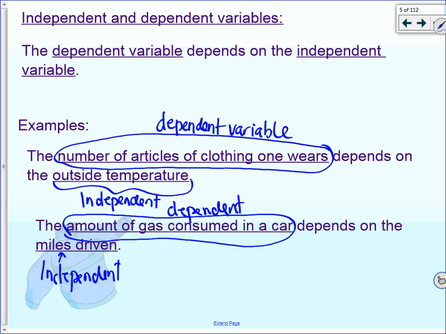Another way I like to think of it is, the amount of gas consumed depends on how many miles you drive. So you can choose how many miles you drive, but you can't choose how much gas is consumed. So how much gas is consumed depends on how many miles you drive. So that is the dependent variable. Questions?